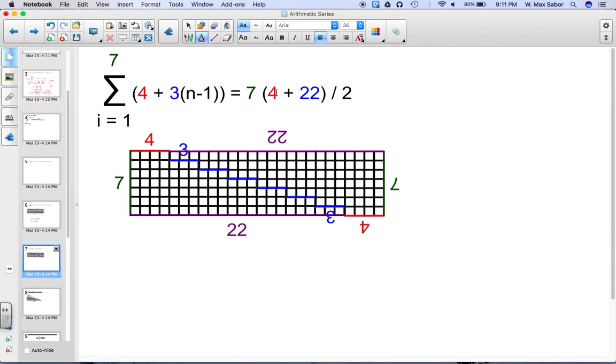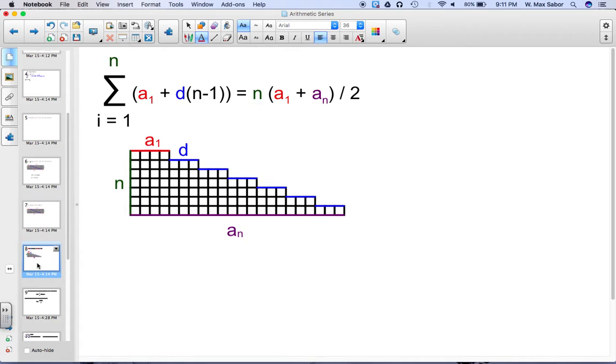And this, 7 times 4 plus 22 divided by 2, gives us our value much faster than having to write it out, especially if we make these numbers bigger. If I make this true for any random arithmetic sequence going from 1 to n, then this red piece refers to the starting value. These blue pieces are all the common differences. The final value is this a sub n, and the total number of terms being added is the n.